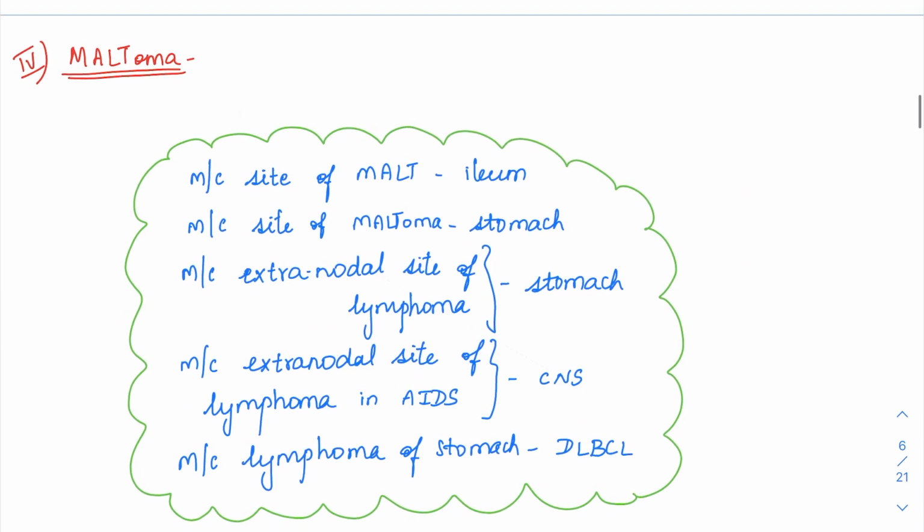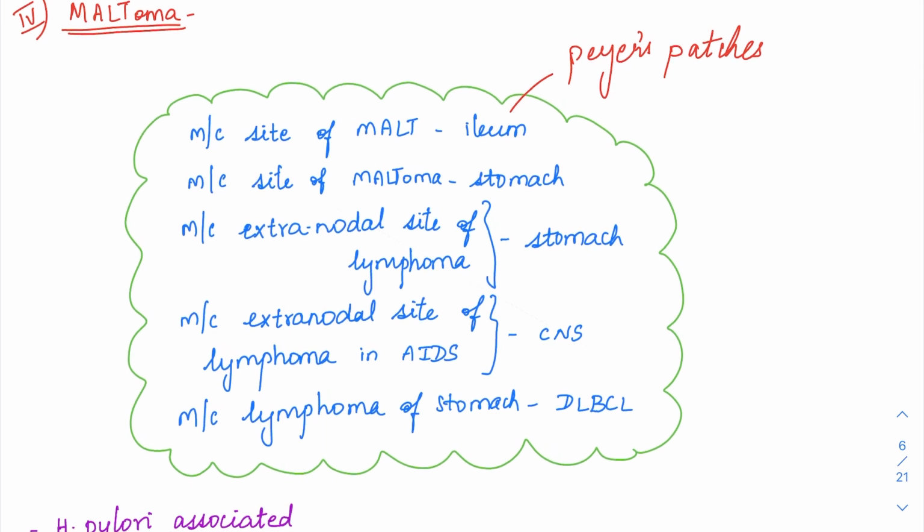So first we'll see about maltoma. Normally, MALT tissues are nothing but lymphoid tissues which are present outside the lymph nodes. So in the GIT, it is normally present in the ileum. In the ileum, you know the Peyer's patches, right? Peyer's patches in the ileum are the most common site of normal MALT tissue. But the most common site of maltoma, that is the lymphoma arising, will be in the stomach.